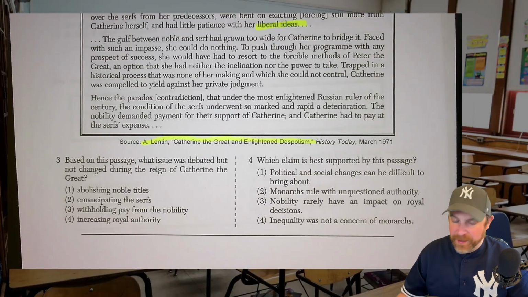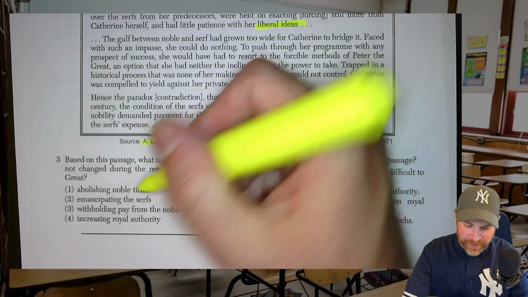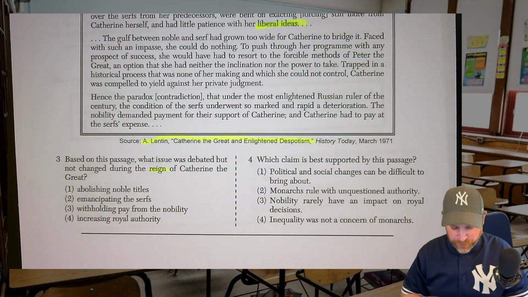So number 3 says, based on the passage, what issue was debated but not changed during the reign of Catherine the Great, right? This word reign here, R-E-I-G-N, is basically the time period in which a person is in power.